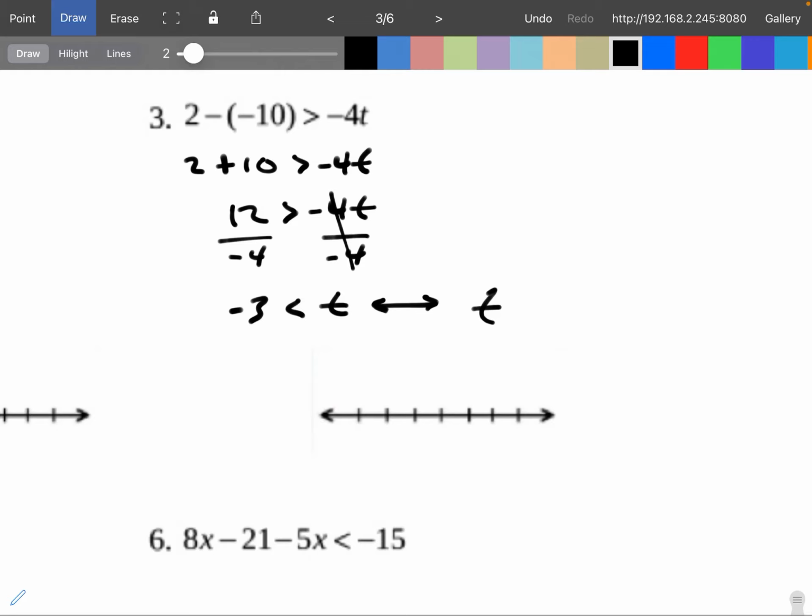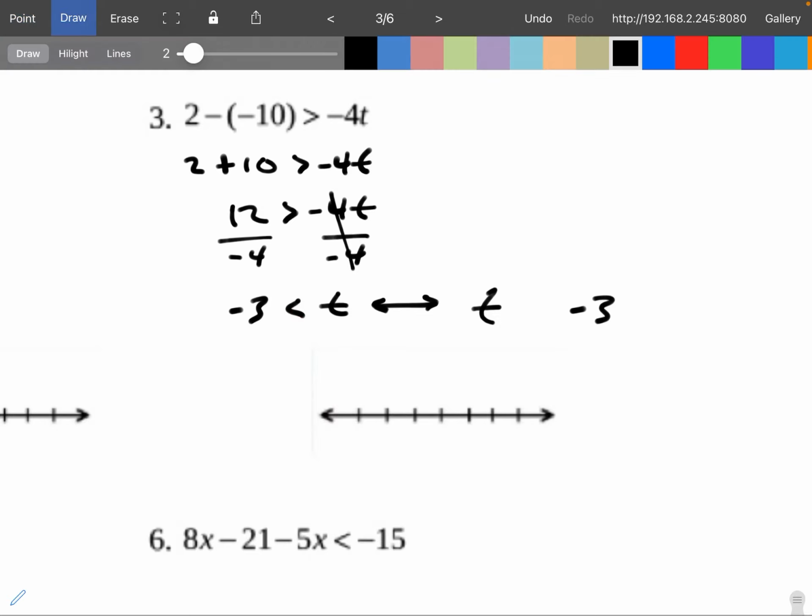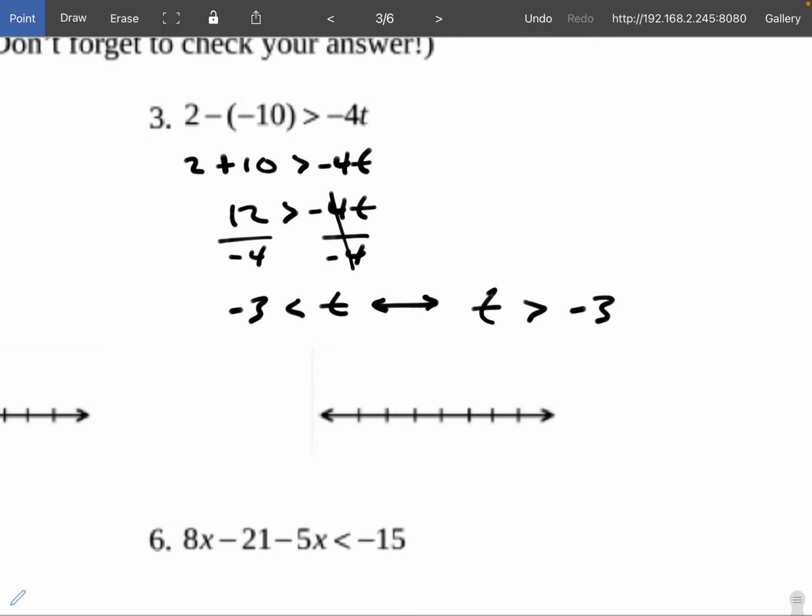Now, again, this is one of the ones where I'm going to rewrite this, okay? When I rewrite this, I like to write it with the variable on the left-hand side. So these are equivalent. I'm going to put the t on the left-hand side, and I'm going to put the negative 3 on the right-hand side. What do I put the symbol pointing towards? Which way do I put it in there? Pointing towards what? Say it again. Good. Yep. Over here, if you look at it, it's pointing towards the negative 3. So when I write it over here, I want it pointing towards the negative 3. So it's going to be like this.